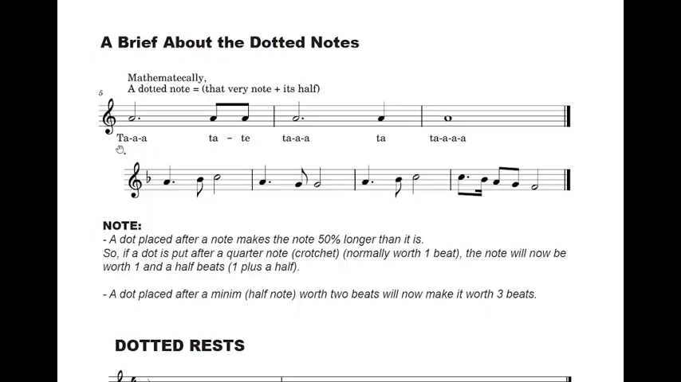So it would be ta. You have dotted a minim. So in this example here, this would be ta, ta, te, ta, ta, ta. We can go together again. Ta, ta, te, ta, ta, ta. And I hope that is easy to understand.